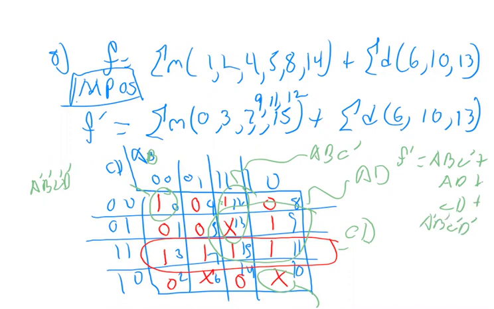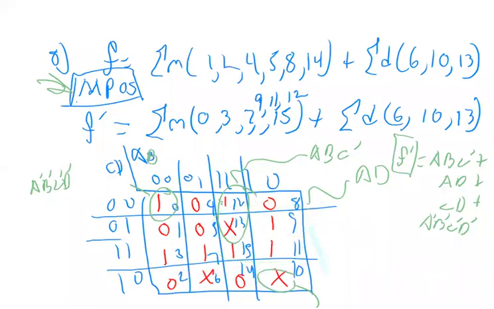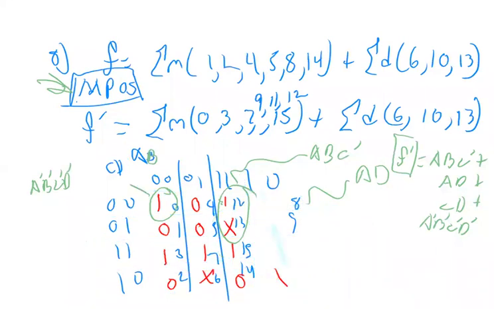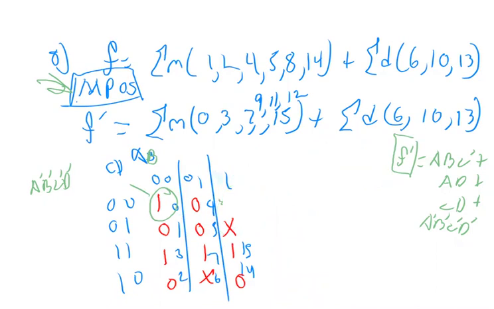But that's not what he asked for. He said he wanted a minimum product of sums. And what did I do? I came up with a minimum sum of products for f prime. So what do I do now? De Morgan's theorem. Oh, I'm so sick of De Morgan's theorem. Let's go find this De Morgan guy and figure out where he lives and tip over his garbage cans. All right, we'll do De Morgan's theorem since you asked for it.